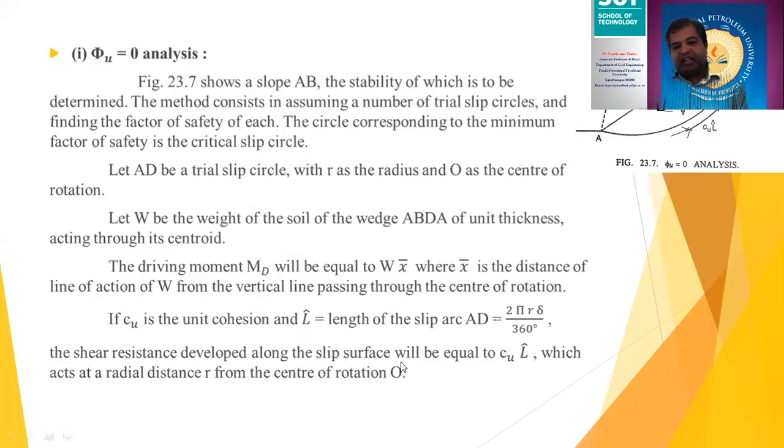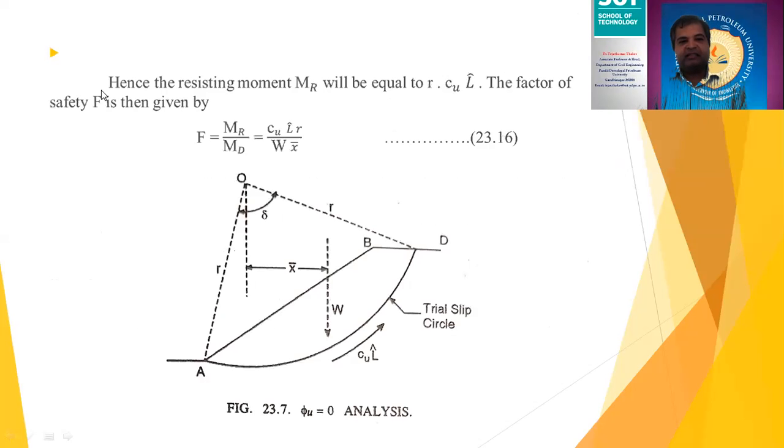along the slip surface, which is equal to this Cu which is acting on this surface multiplied by the length of the arc, which acts at a radial distance r from the center of rotation. You can see this is the radial distance r, right? So if I take again the moment with respect to point O, then this will be MR, which is nothing but the force, Cu into L bar, which is my resisting force, multiplied by the distance, which is r. So this will come Cu L arc into r.